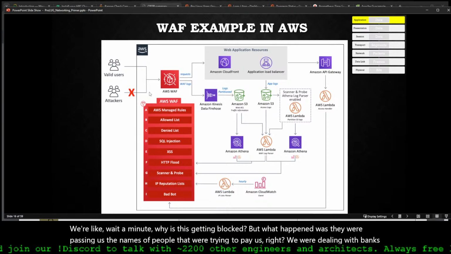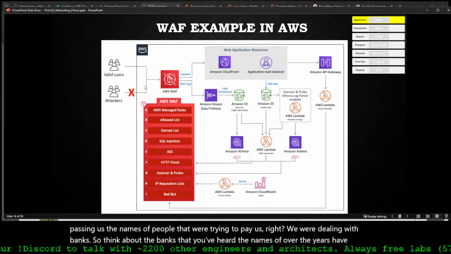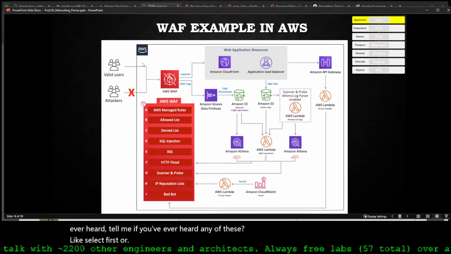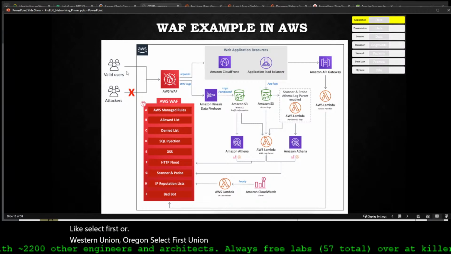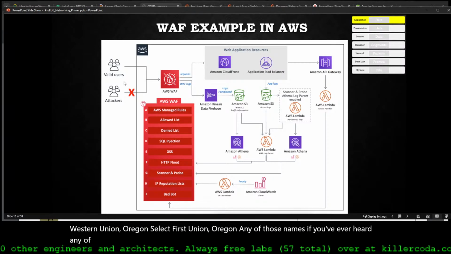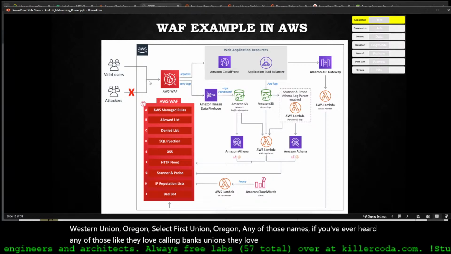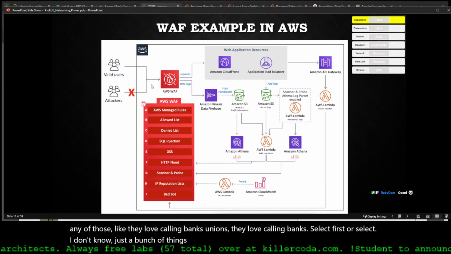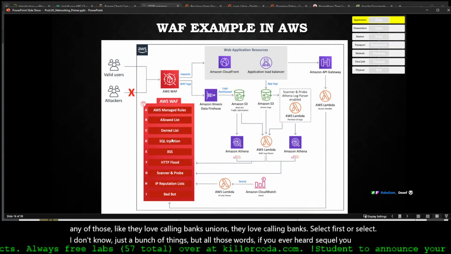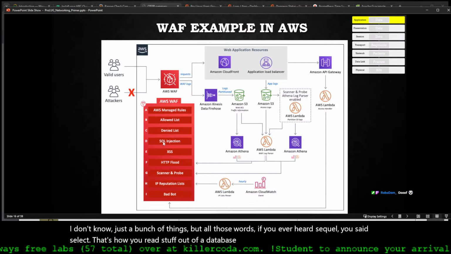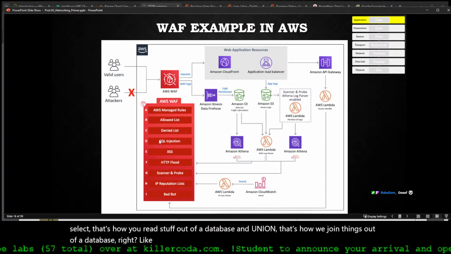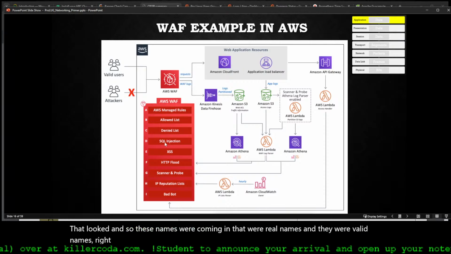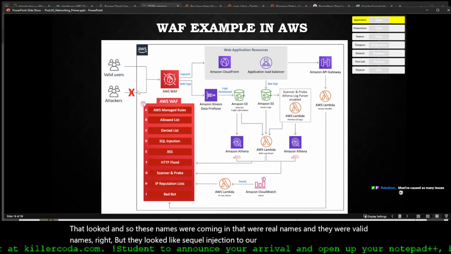So think about the banks that you've heard the names of over the years. Tell me if you've ever heard any of these, like Select First, or Western Union, or Select First Union, or any of those names. They love calling banks unions. They love calling banks Select First, or Select, I don't know, just a bunch of things. But all those words, if you've ever heard SQL, you said, select. That's how you read stuff out of a database. And union, that's how we join things out of a database, right? So these names were coming in that were real names, and they were valid names, right? But they looked like SQL injection to our web application firewall, so we had to allow that.